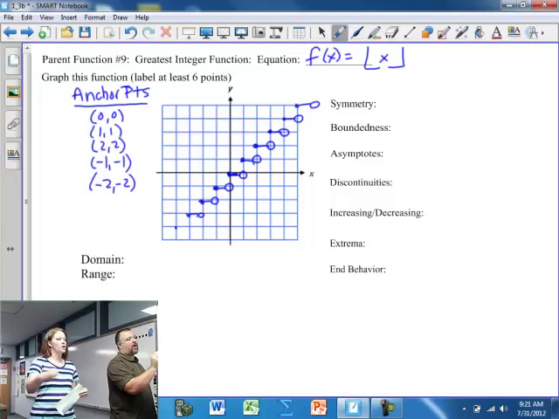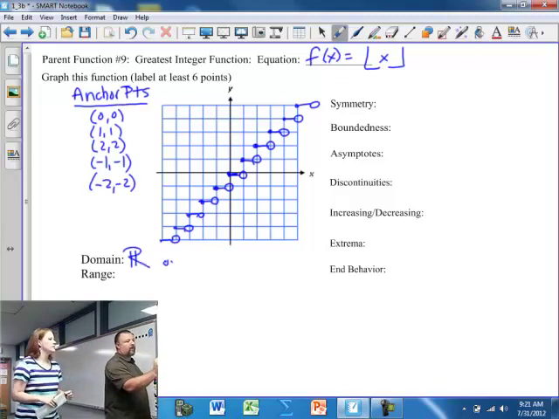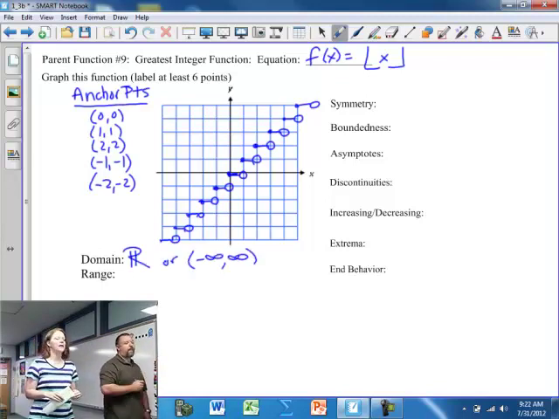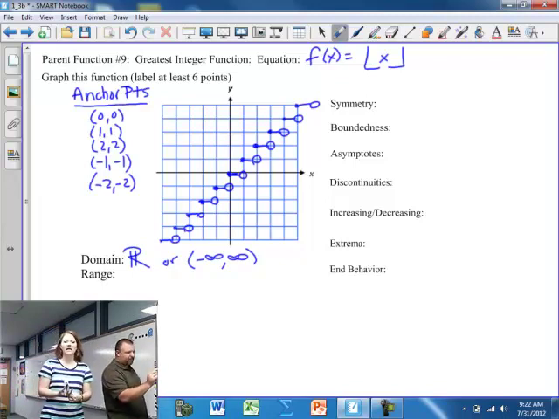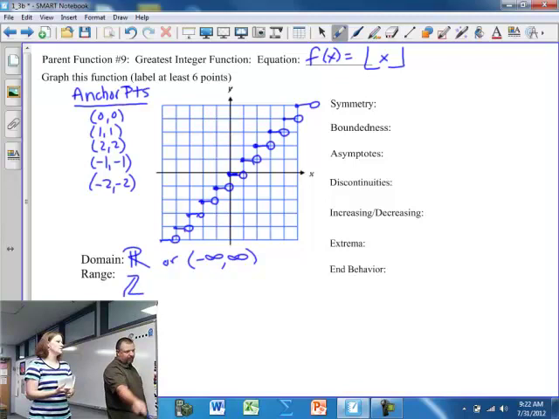Okay. Notice that when it's open on the bottom step, it's closed on the step above it. If it was closed on both, it wouldn't be a function. So the domain's going to be all real numbers, or from negative infinity to infinity. The range is a little bit interesting because we will never have an answer that's a decimal.